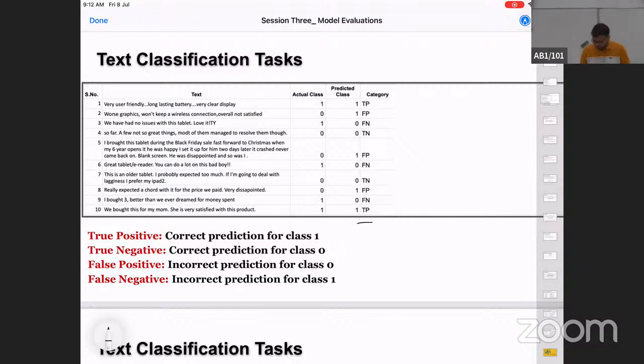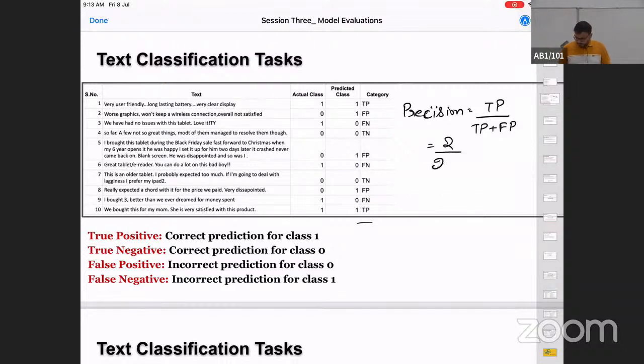At least I know this thing, right? So precision is true positive divided by true positive plus false positive. What is that value going to be in this case? How many true positives are there? 2. Okay. And how many false positives are there? 3. Right. So this is going to be 2 by 5.